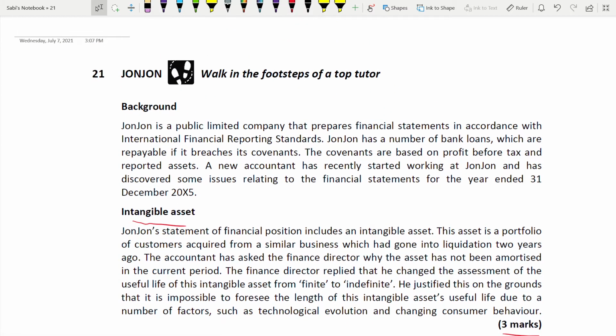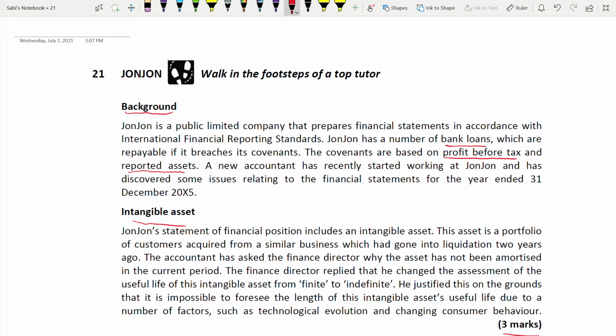But before reading any of the 3 issues, you should always start by reading the background. It's important that you read the background. Jonjon is a public limited company that prepares financial statements in accordance with IFRS. Jonjon had a number of bank loans which are repayable if it breaches its covenants. So the moment you see that the company has a number of bank loans, that means the company is definitely not performing well. That's why they are taking bank loans, right? The covenants are based on profit before tax and reported assets.